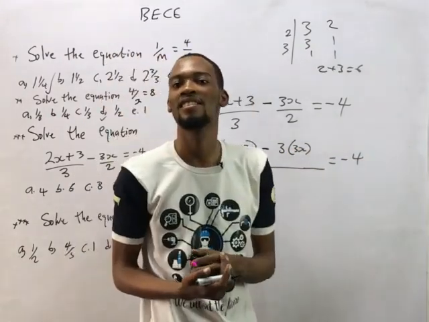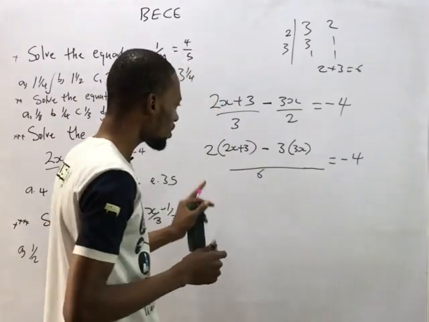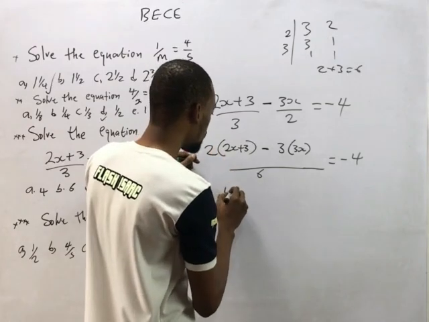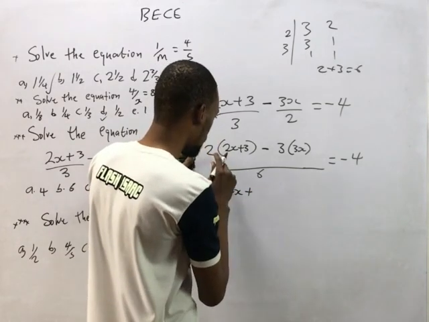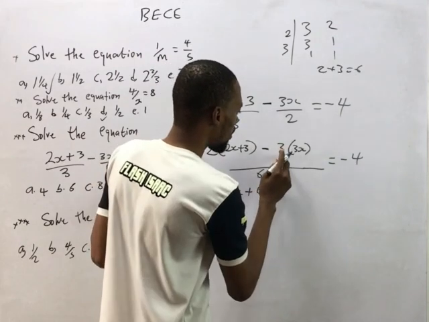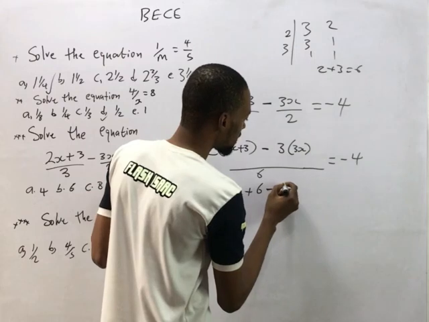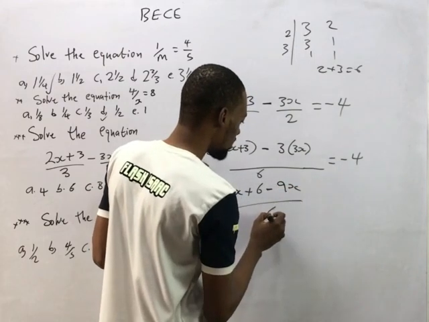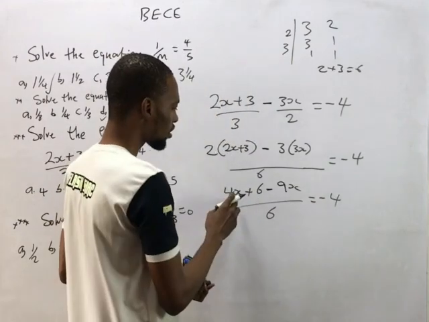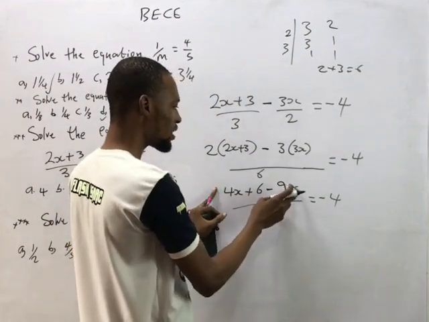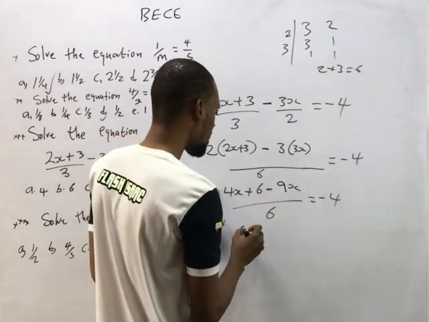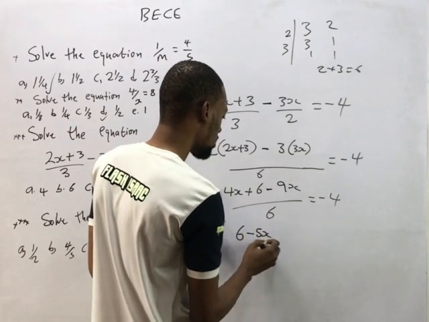Do you understand? Correct. Now we open this bracket to have 2 times 2s, which gives you 4s, plus 2 times 3 is 6, minus 3 times 3s is 9s, over 6, to give you equals minus 4. So looking at this, we have 4s, we have 9s. They are similar, so we can subtract. Here 6 is on its own. 4s minus 9s will give you minus 5s.